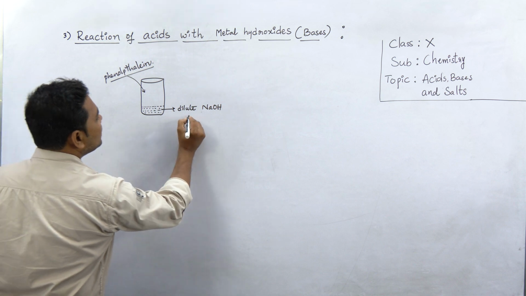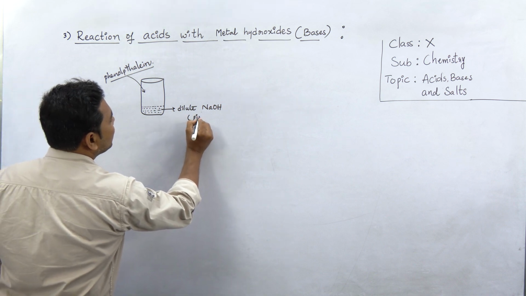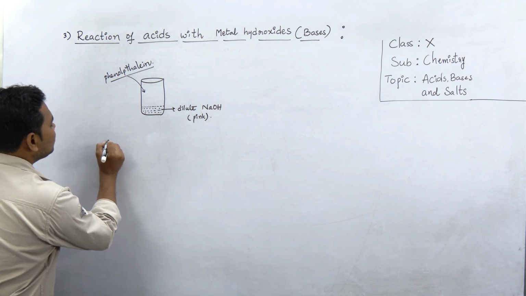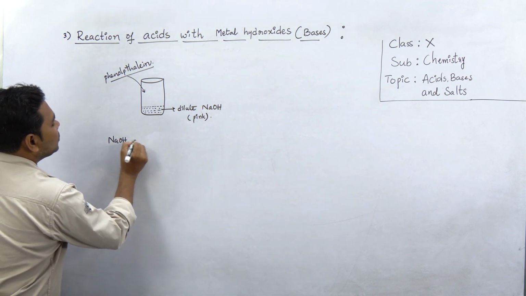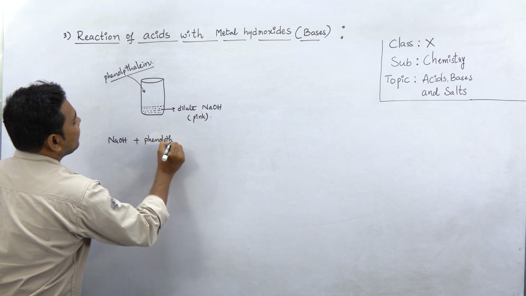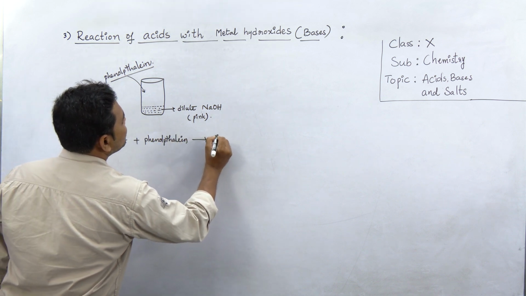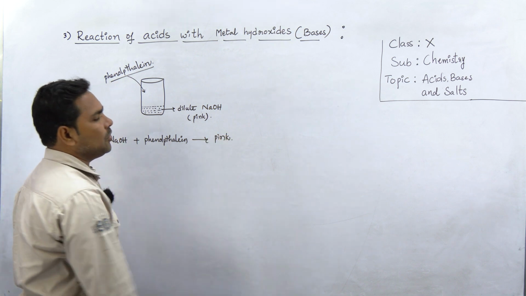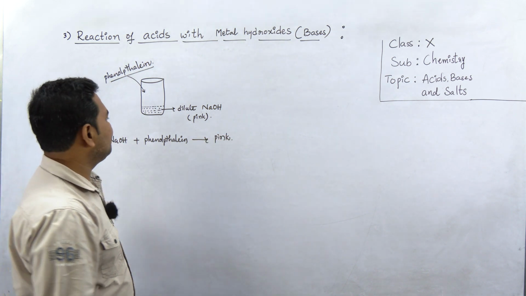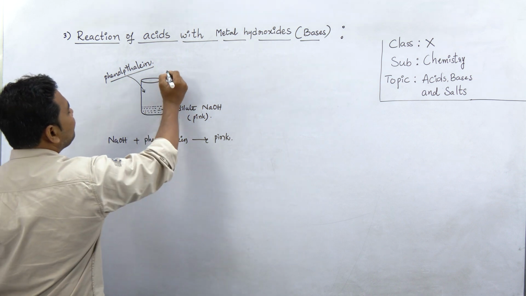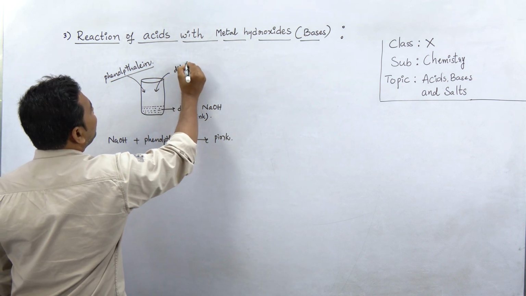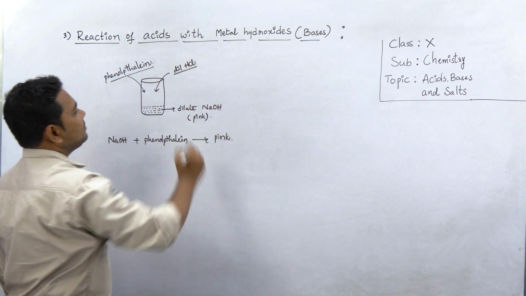Then what happens? This dilute solution turns pink. So I'll write here: NaOH solution plus phenolphthalein is added, then the solution turns pink. We know phenolphthalein turns basic solutions pink. Now, I add a few drops of dilute hydrochloric acid.